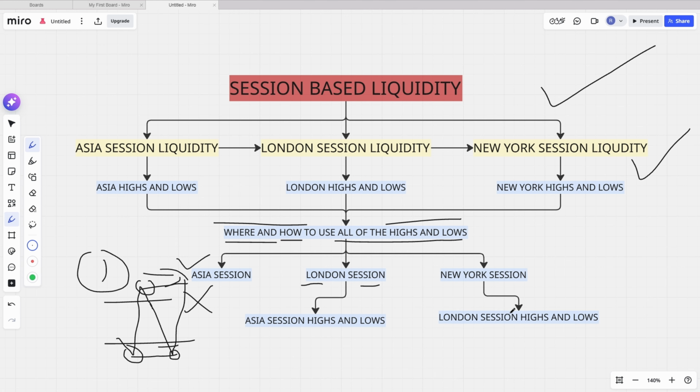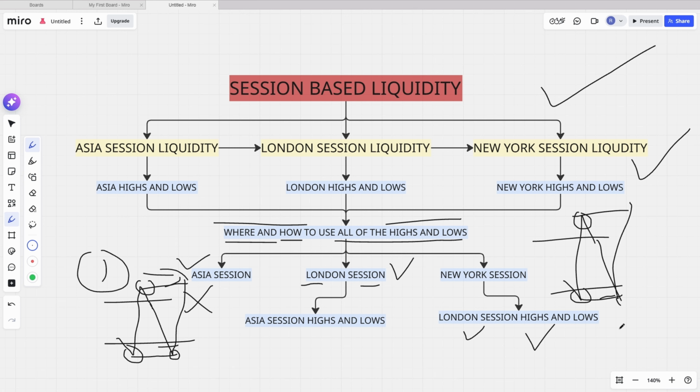In the same way, when the market transitions from the London session into the New York session, we shift our focus to the highs and lows created during the London session. These London session highs and lows are then used in the New York session in exactly the same manner, as swing highs and swing lows, and as areas of liquidity where we look for potential trade setups.